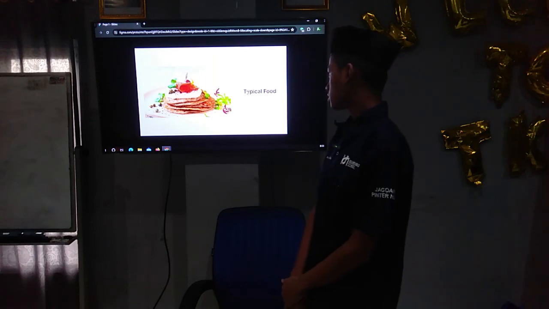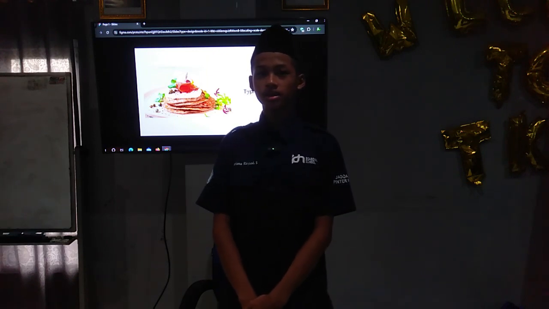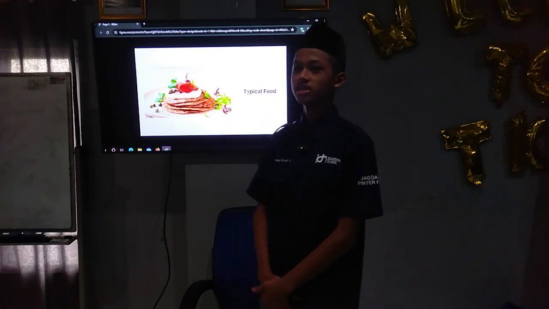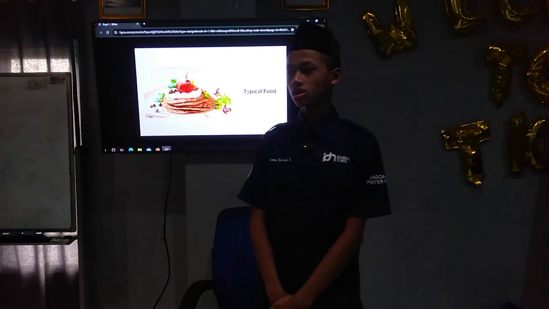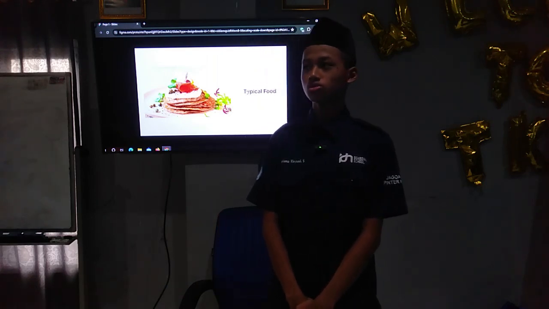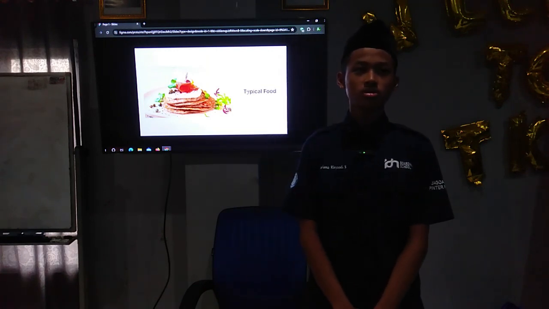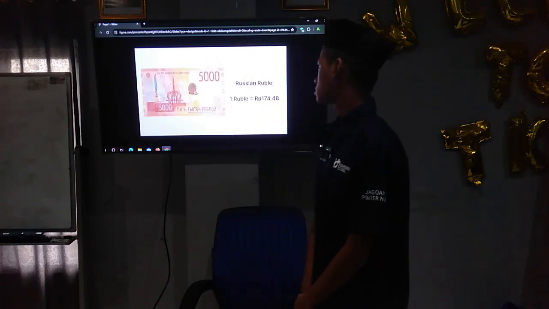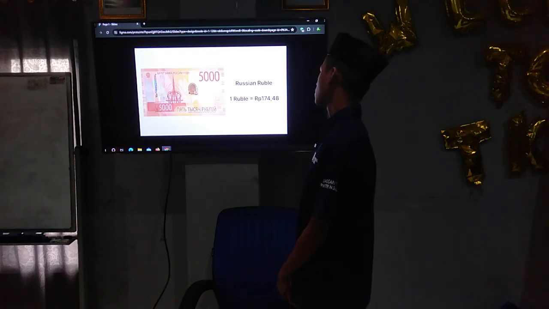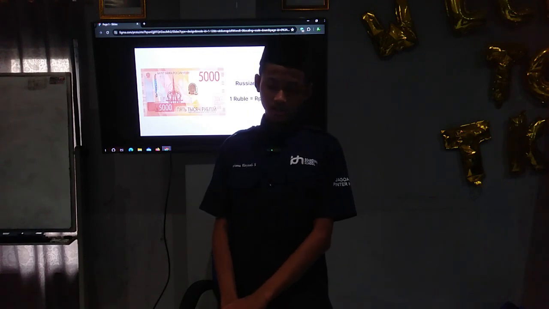And then here is the typical food. They like sweet food more, I think, because in their breakfast they have something called blini. Blini is like Russian pancakes, originally more connected to religious occasions, but Russians do like it as typical food. And then the currency of Russia is the Russian ruble, and one ruble is equal to 174 perak.